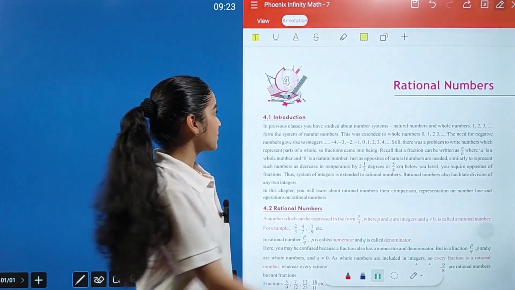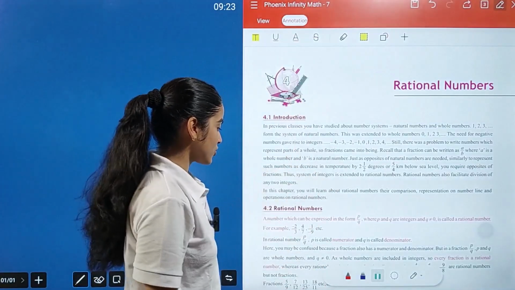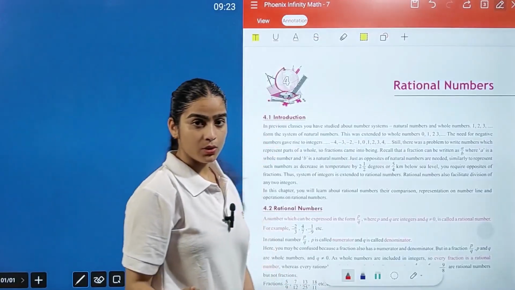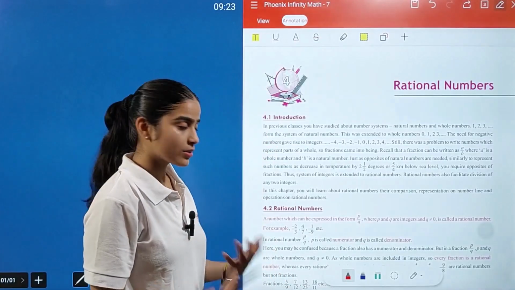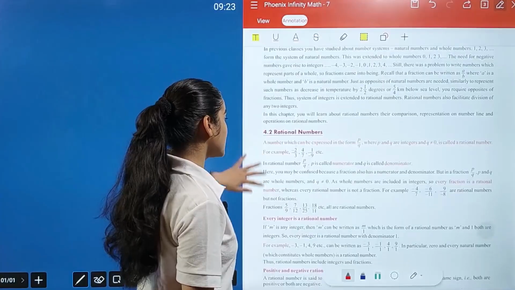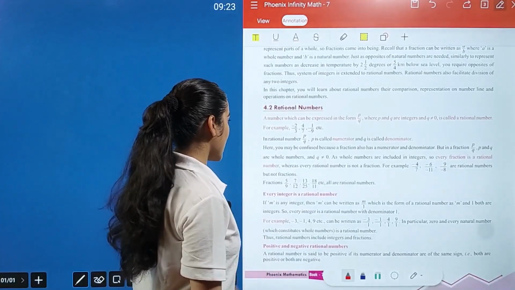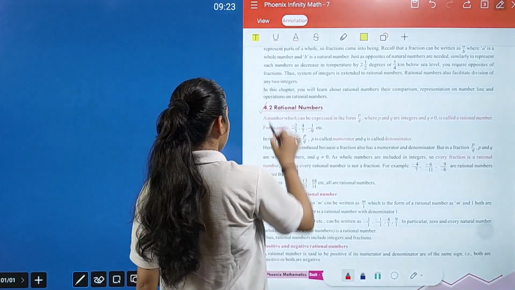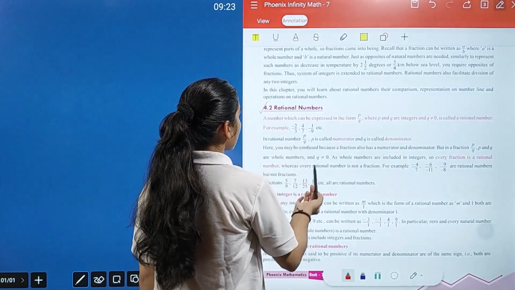And today we have chapter number 4, which is rational numbers. We already did rational numbers in our earlier classes. Let's go in depth into rational numbers. But before starting this, we have to understand what rational numbers are.